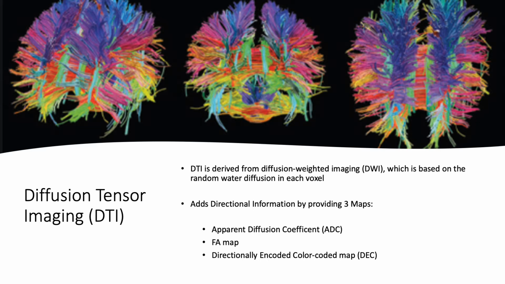DTI is derived from diffusion-weighted imaging, DWI, which is based on the random water diffusion in each voxel. DTI adds directional information by providing three maps: 1, the apparent diffusion coefficient, ADC; 2, the FA map; and 3, the directionally encoded color-coded map, DEC. We will now go a little bit deeper into these three different maps.